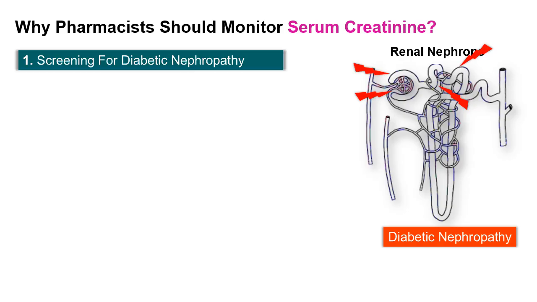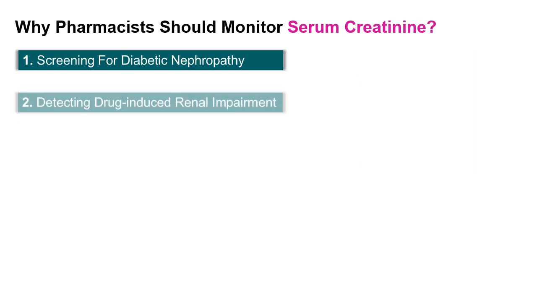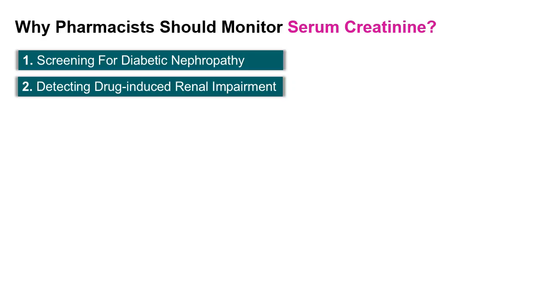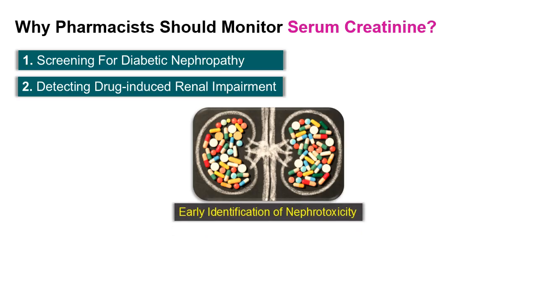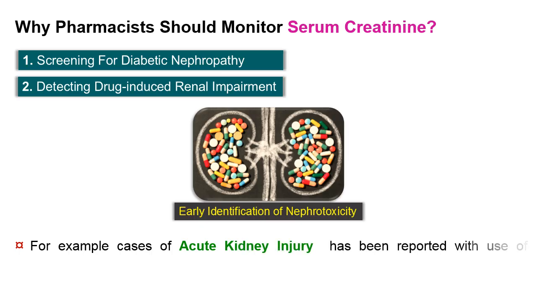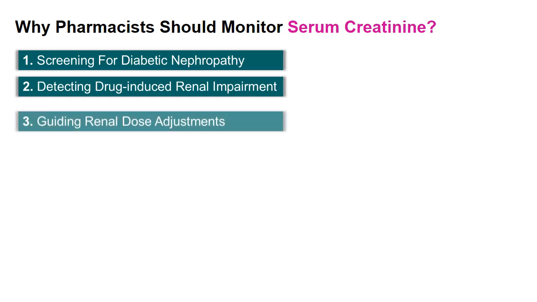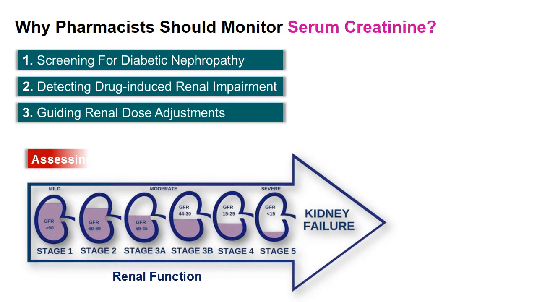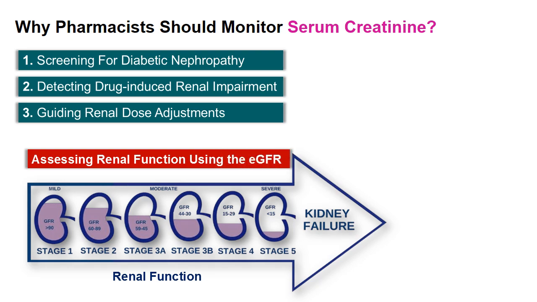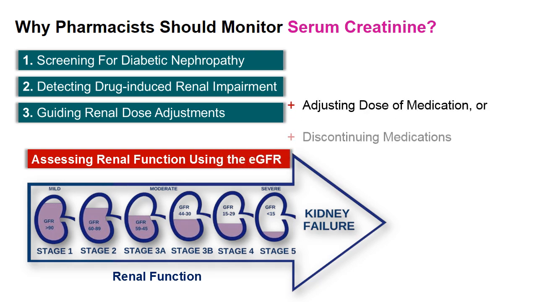of diabetes. Number 2. Detecting drug-induced renal impairment. Some antidiabetic medications may adversely affect renal function, making serum creatinine monitoring vital for early identification of nephrotoxicity. For example, cases of acute kidney injury have been reported with use of sodium-glucose cotransporter 2 inhibitors. Number 3. Guiding renal dose adjustments. Pharmacists should assess patients' renal function using the estimated glomerular filtration rate and intervene by adjusting or discontinuing medications accordingly.